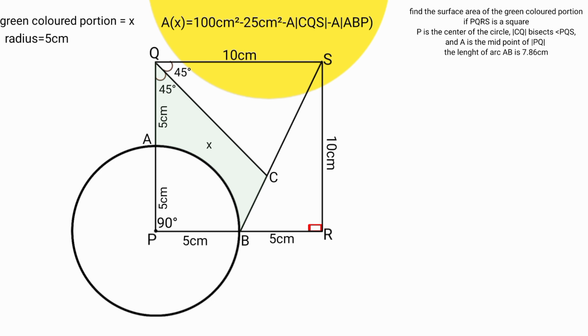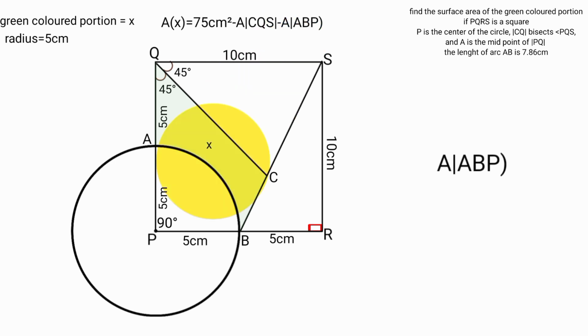100 centimeters squared minus 25 centimeters squared is 75 centimeters squared. So area of X equals 75 centimeters squared minus area of CQS minus area of ABP. Now coming back to the area of ABP, ABP here is the sector of this circle.